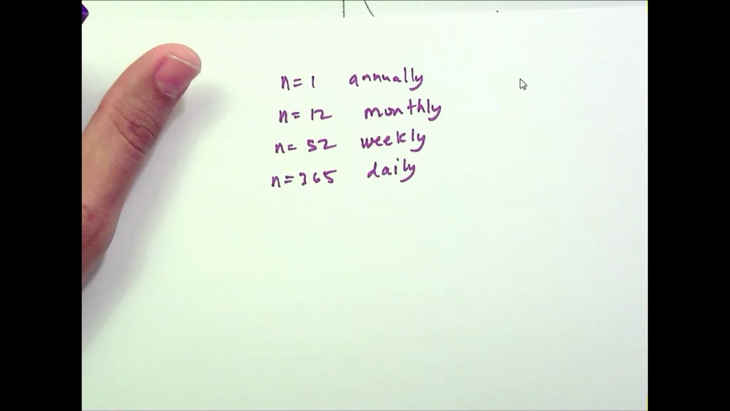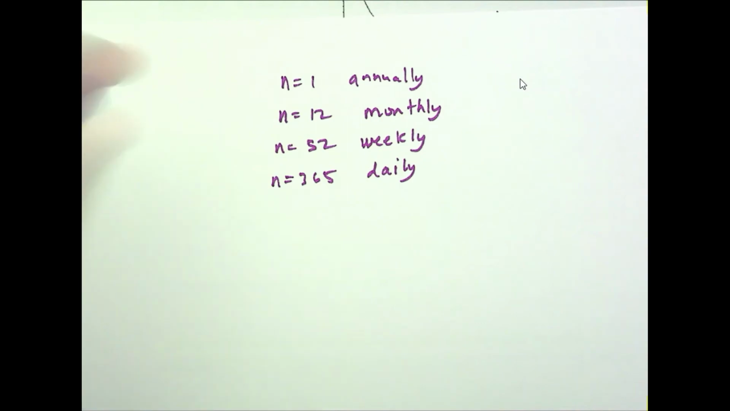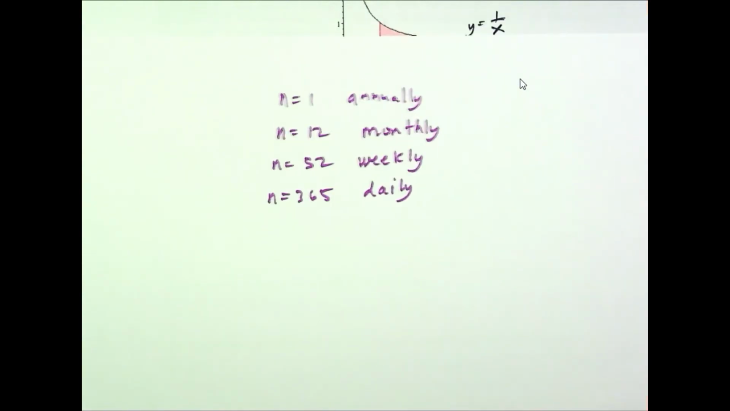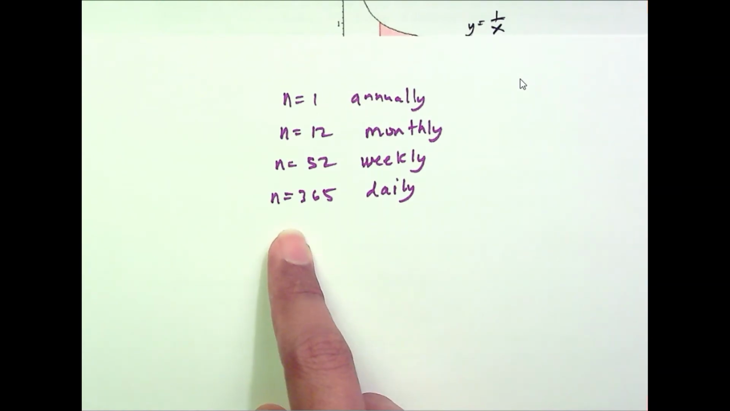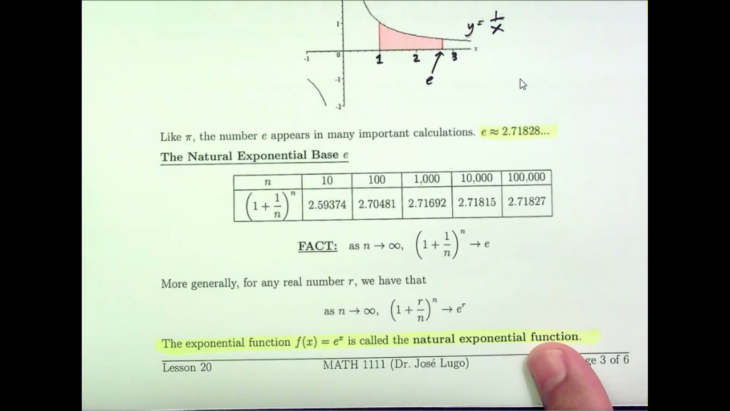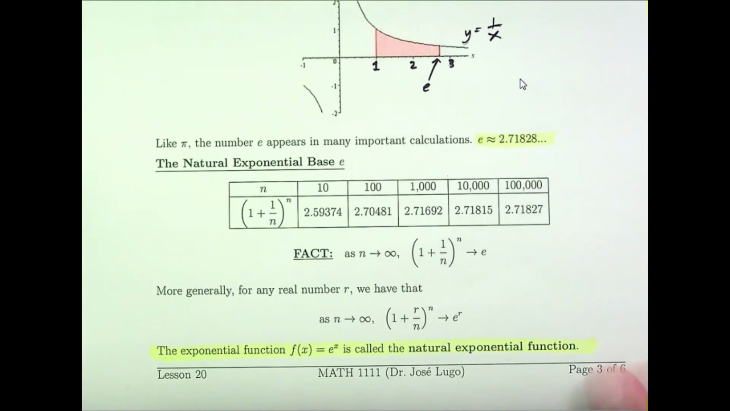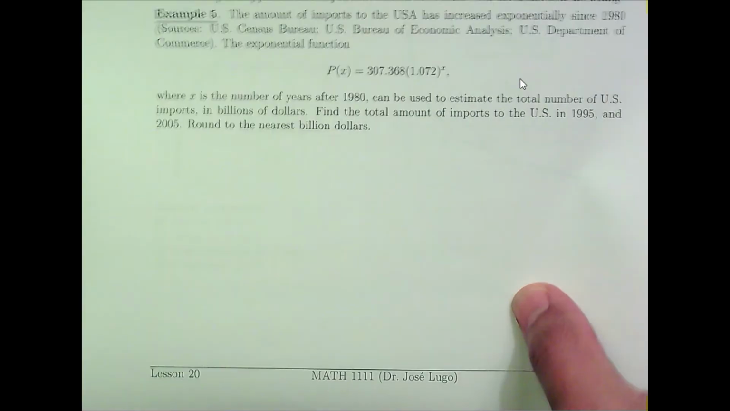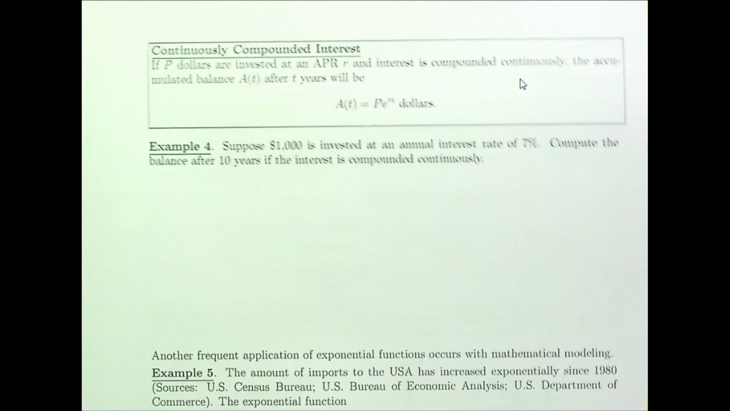And so on. You could do this hourly. Then that would be the number of hours in a year. You could do it every minute. Then that would be the number of minutes in a year. And of course, it would get bigger and bigger and bigger. You could compound the interest every second or every half a second, and that would just mean that n is becoming bigger and bigger. Now, when n becomes infinitely large, that essentially means that you're compounding the interest non-stop, or in other words, continuously.